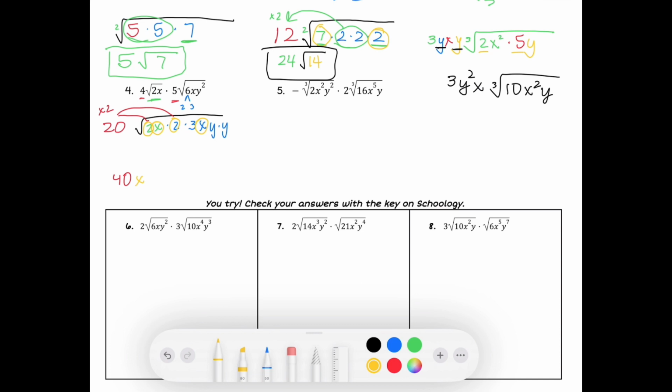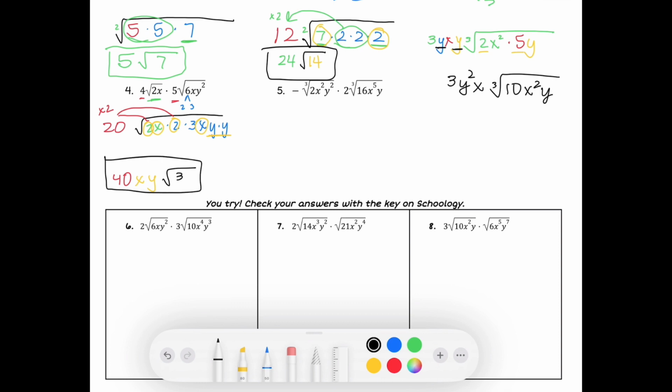We also have 2 y's. So we're going to go ahead and pull just 1 y out because we have a pair on the inside. And then lastly, whatever we don't have taken out, we're just going to leave inside. So we just have a 3. So that 3 is going to stay on the inside. So this would be our final answer.